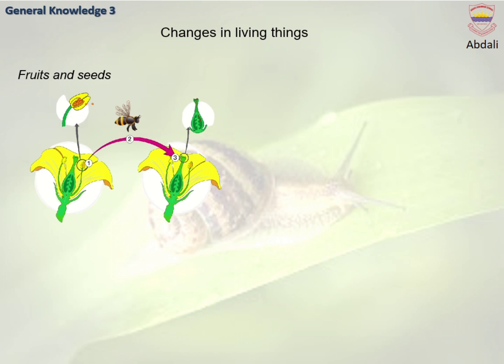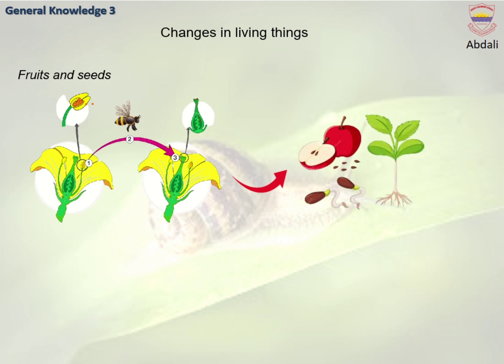Flowering and pollination. As the plant matures, it may produce beautiful flowers. These flowers are crucial for reproduction. They attract pollinators like bees, butterflies, and birds, which transfer pollen from the male part of the flower to the female part, enabling fertilization.